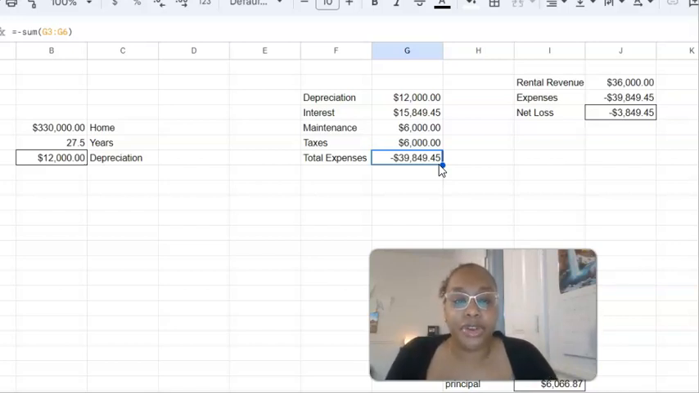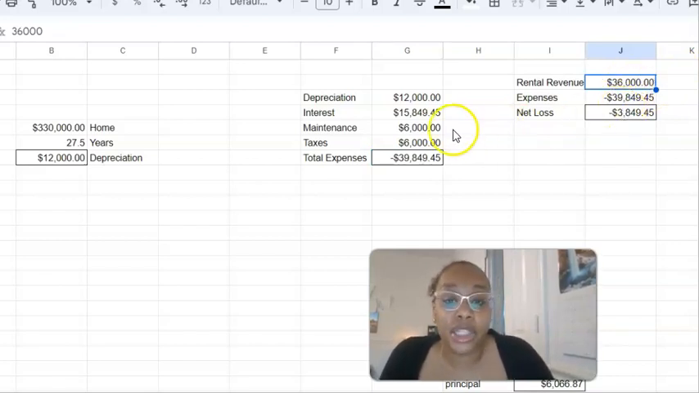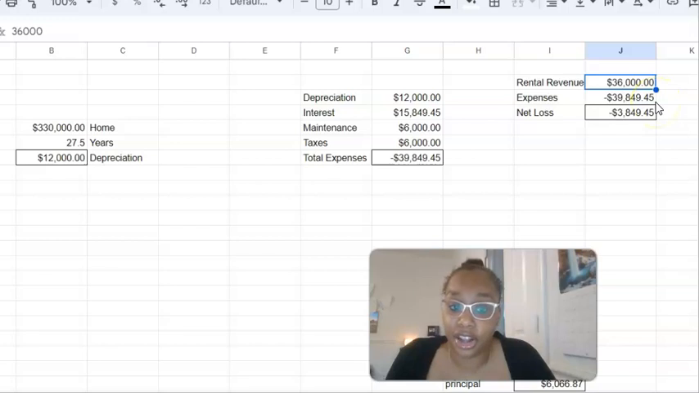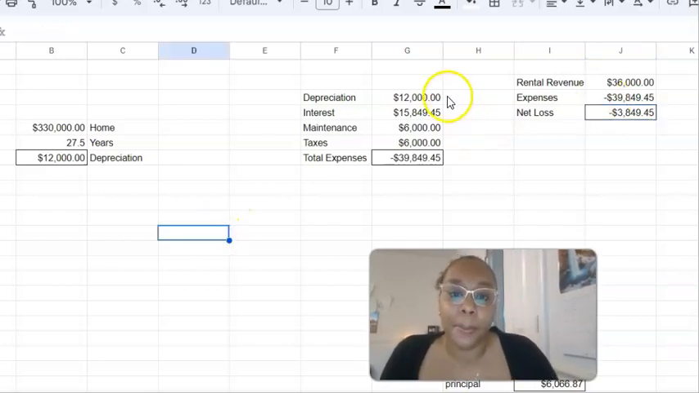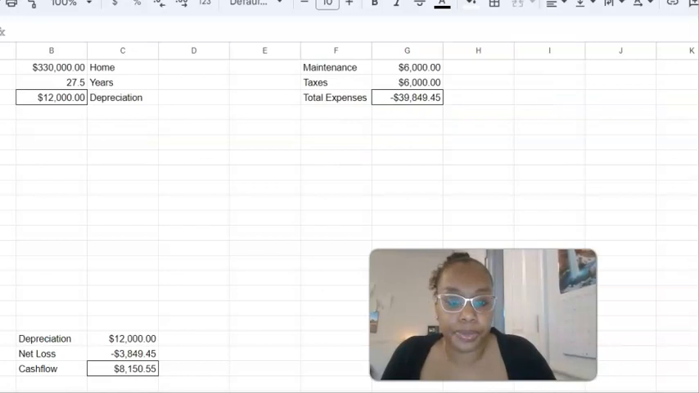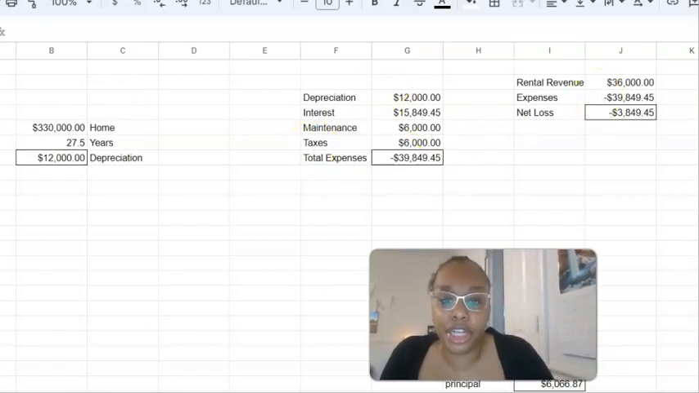Now, let's take this a step further. If we were collecting rent of $3,000 per month on this property, that gives us a revenue total of $36,000 total, right? And then we get to take off this entire expense amount of $39,849.45, and we end up with a net loss of $3,849.45.